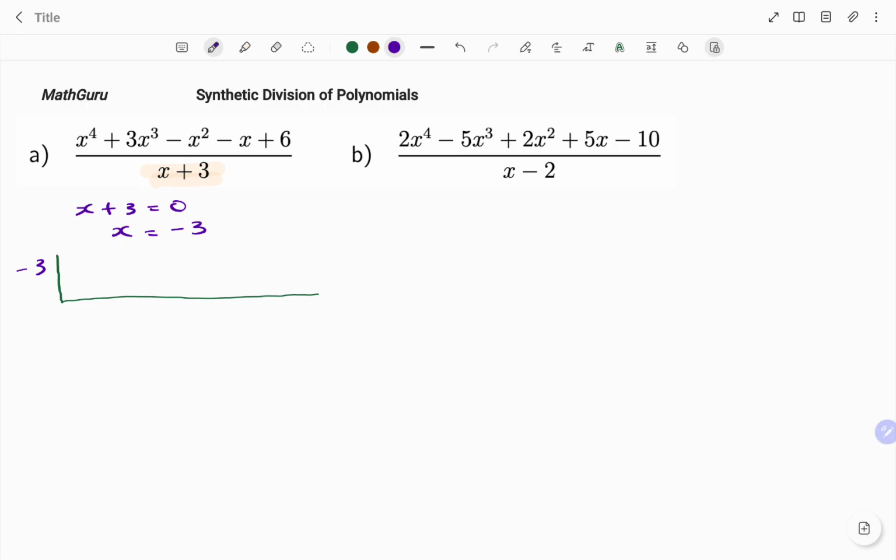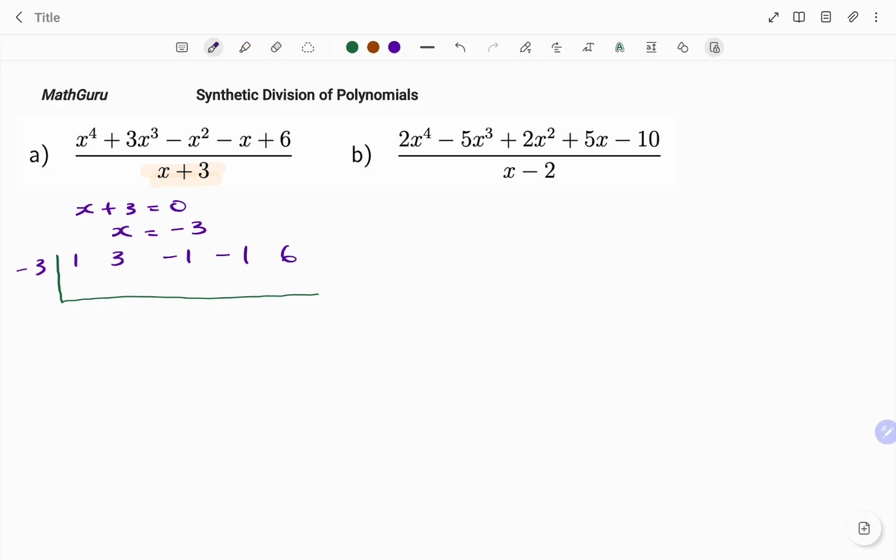And then I'm going to list all the coefficients of my polynomials on the same line. So starting with x to the power 4, the coefficient is 1. The next one, x cubed, the coefficient is 3. The next one, the coefficient is negative 1. Next one, negative 1, and then 6. Note that I'm getting the coefficient as shown for each one, and then my constant term, which is 6.